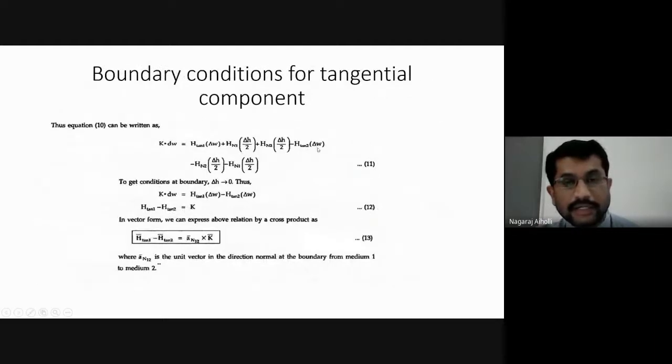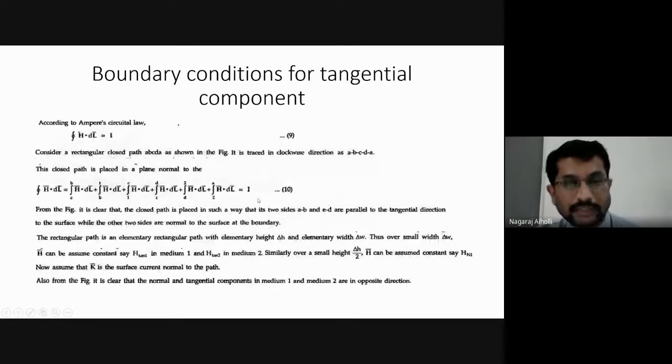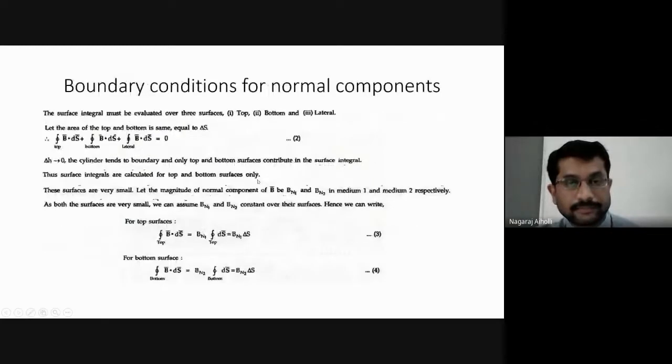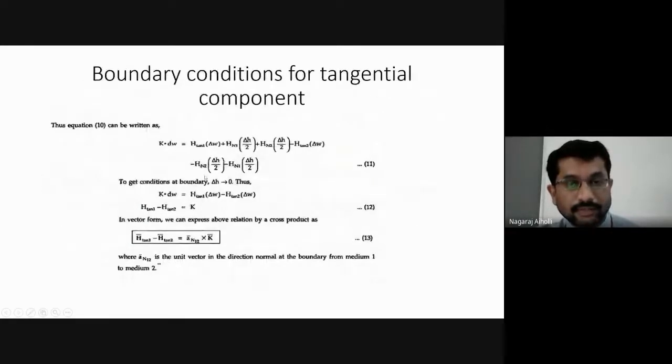Minus H tan 2 delta W, then minus Hn2 delta H by 2, that is from D to 2. Similarly, this will be plus Hn1 delta H by 2 minus Hn1 delta H by 2 between 2 to A. Take it as equation number 11.